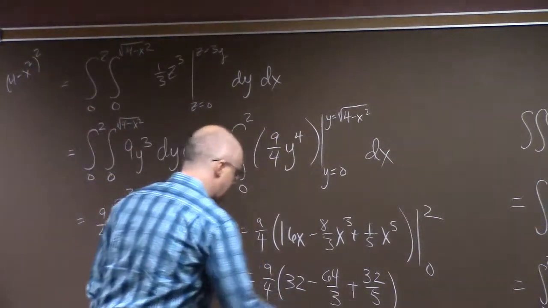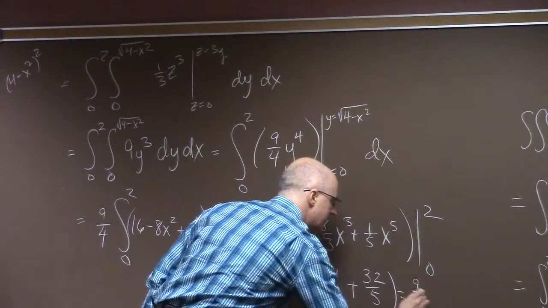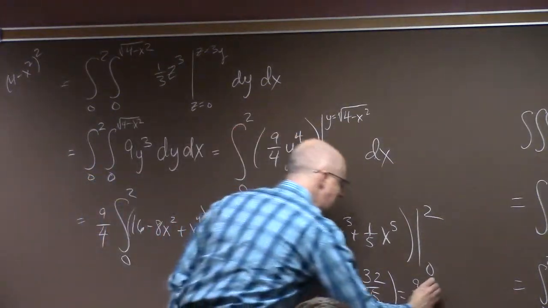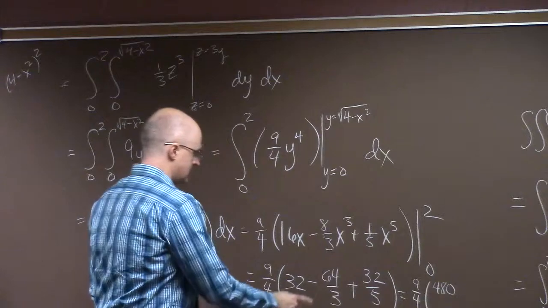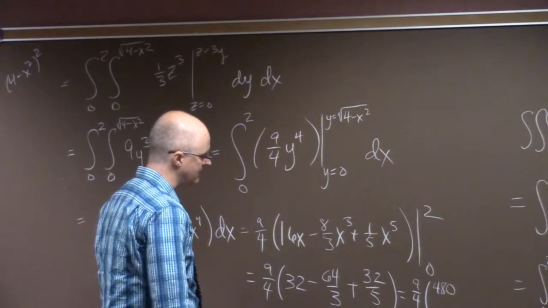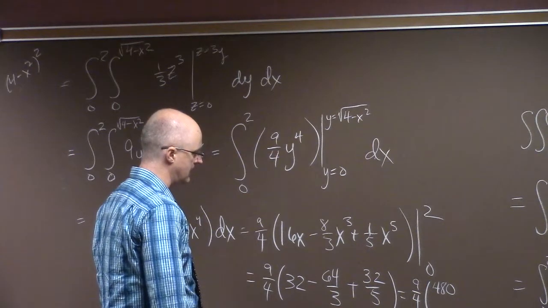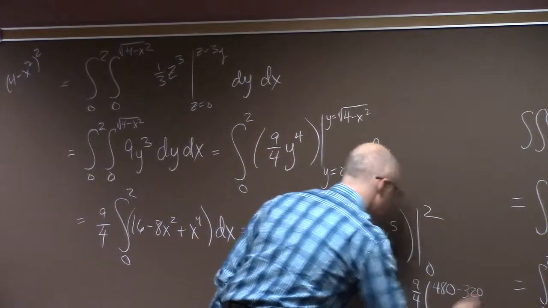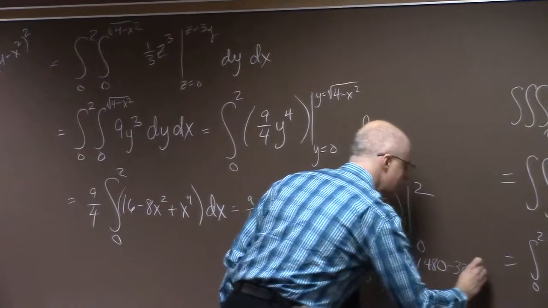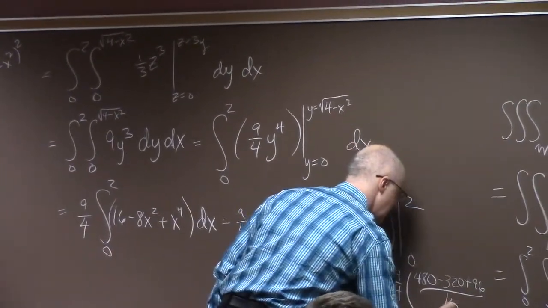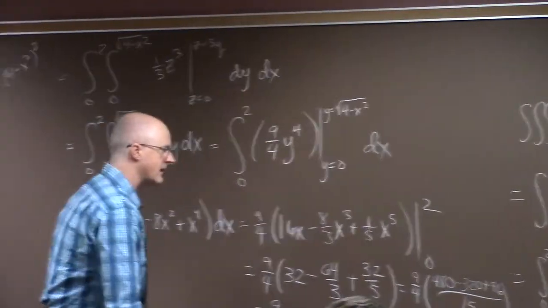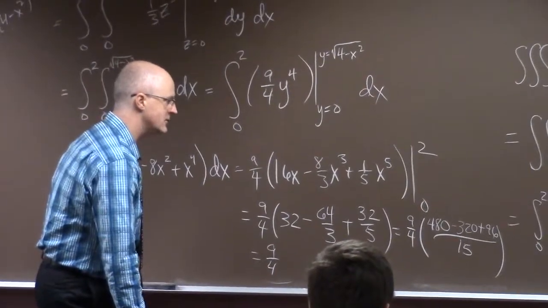Get a common denominator inside here of 15. So we get 9/4 times, see, 32 times 15 is going to be 480. Here we have to multiply the 64 by 5 so that we get a 15 on the bottom. Multiply the top and bottom by 5. 64 times 5 will be 320. Subtracting that, here I have to multiply both the top and the bottom by 3. 32 times 3 is 96. 480 minus 320 is 160, plus 96 is 256.